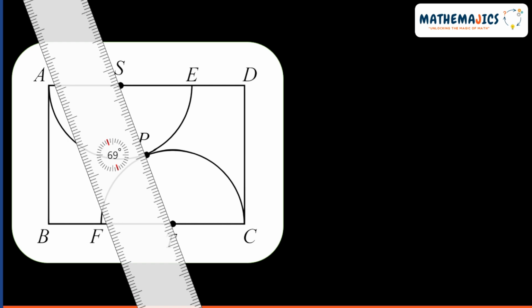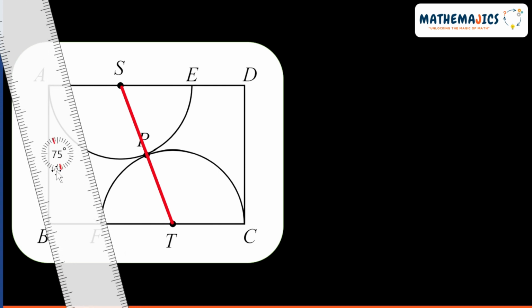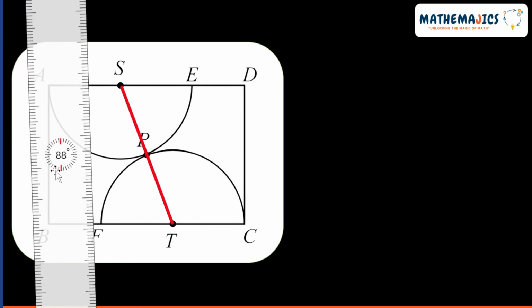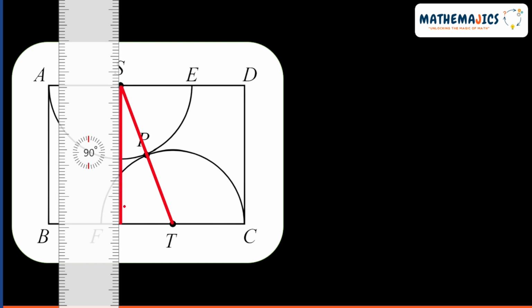So first of all, we will be joining points S and T. And we can clearly see that these points S, P and T lie on a straight line. These points lie on a straight line, correct? Now after this, we will be doing one more construction. That is, we will be drawing one perpendicular from point S to BC. So this is a perpendicular line.